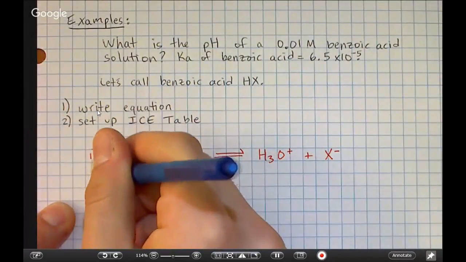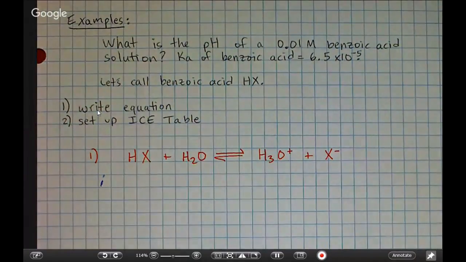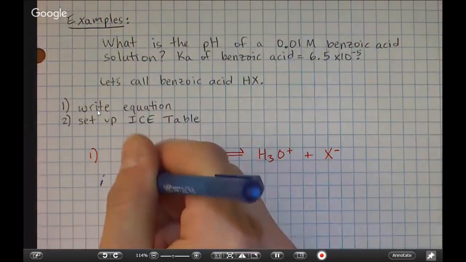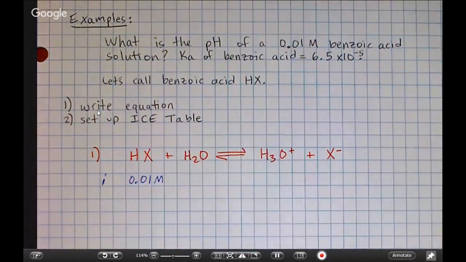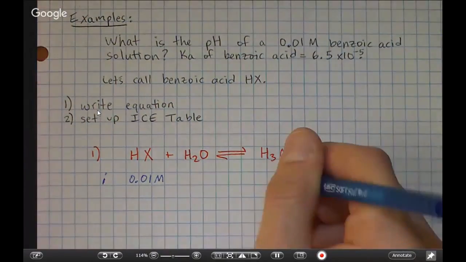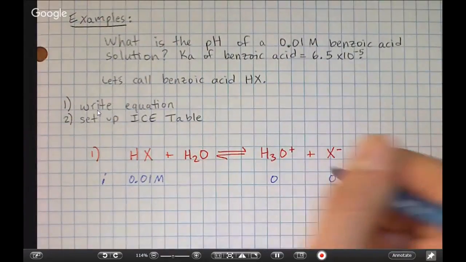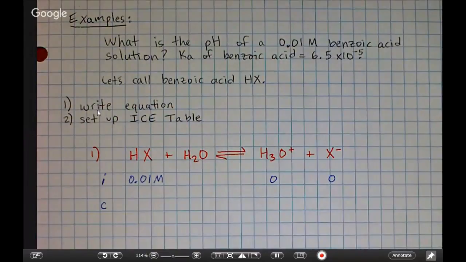Okay, so initially, what is the concentration of HX? 0.01 molar. And what's our concentration of hydronium and X minus? Okay, 0 for both.